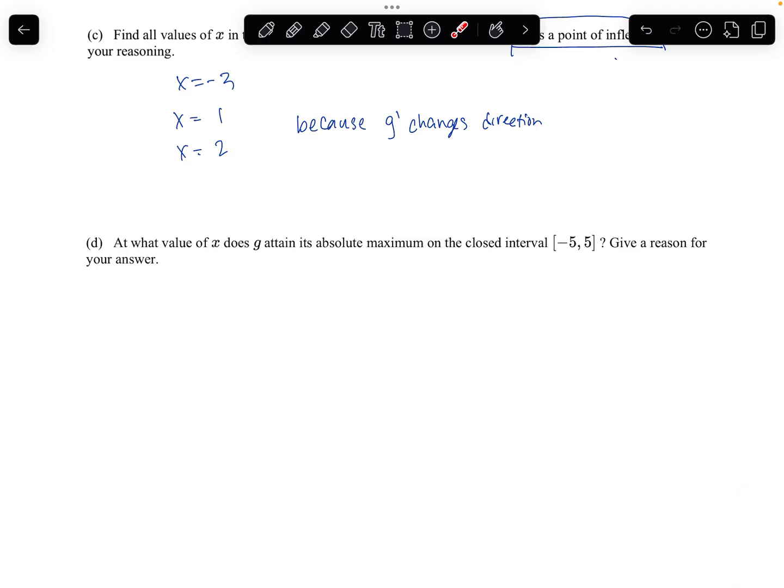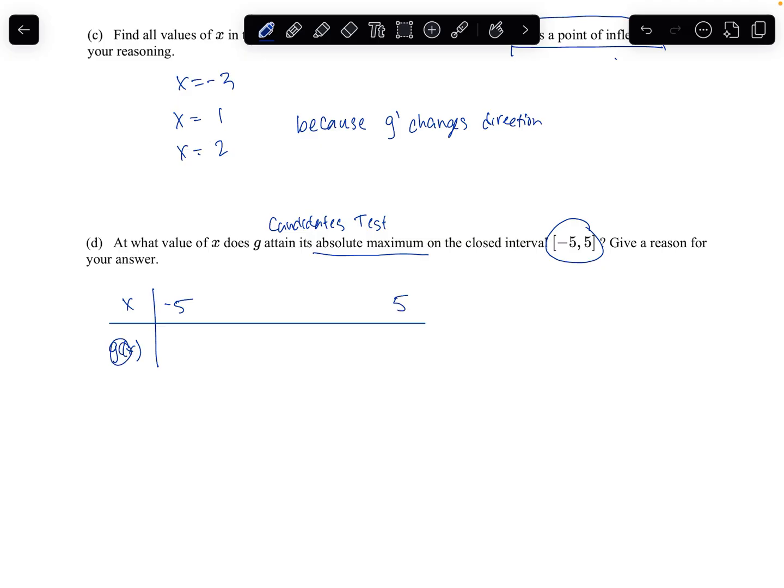For D, at what value of x does g attain an absolute maximum? So that sounds like the candidates test. The candidates test is probably what I'm going to use since we're talking about absolute maximum on the closed interval. So remember, the candidates test says we need to identify our candidates. So our candidates are going to be the endpoints, -5 and 5. I don't think we have g. That's okay.